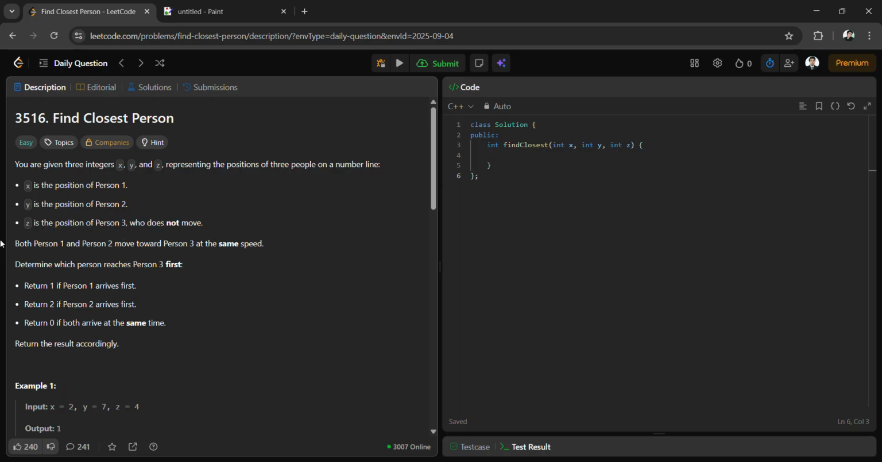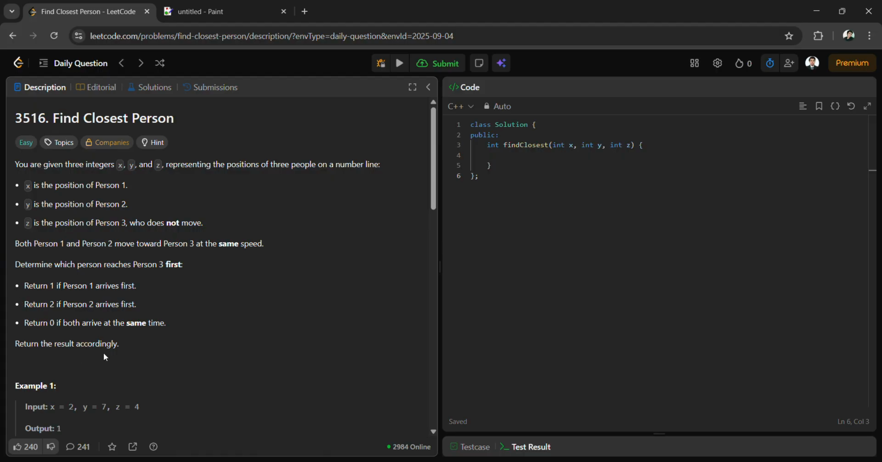Both person 1 and person 2 move towards person 3 at the same speed. Determine which person reaches person 3 first. Return 1 if person 1 arrives first, return 2 if person 2 arrives first, return 0 if both arrive at the same time.